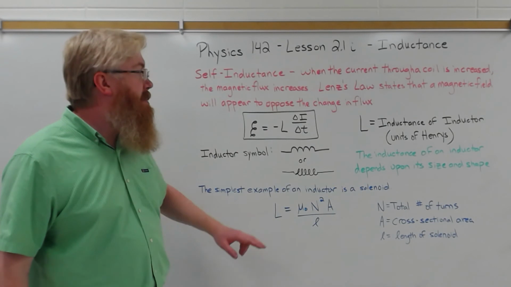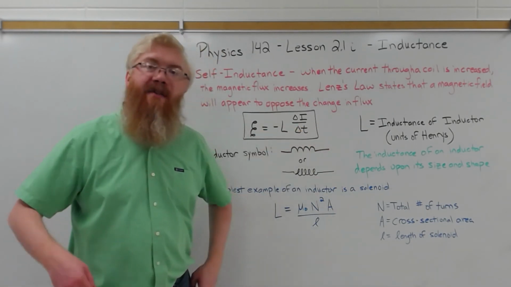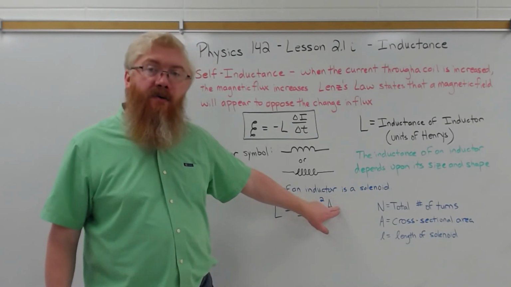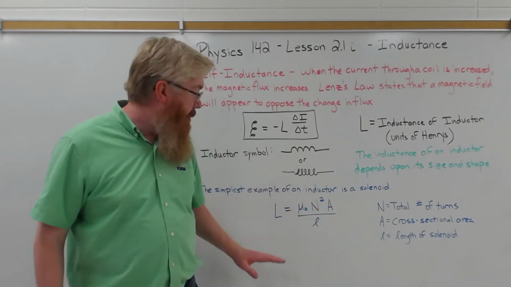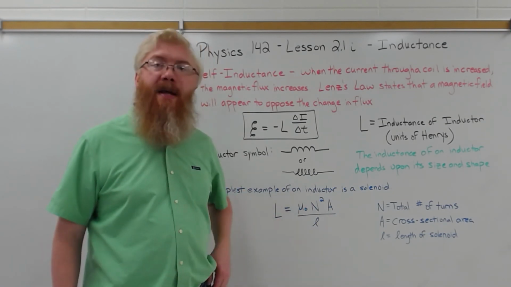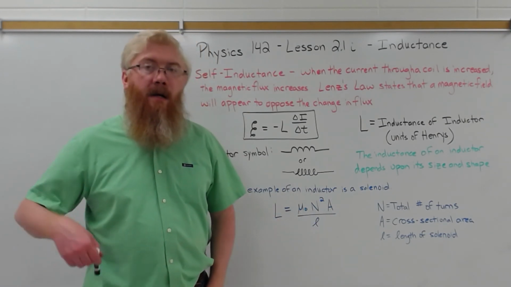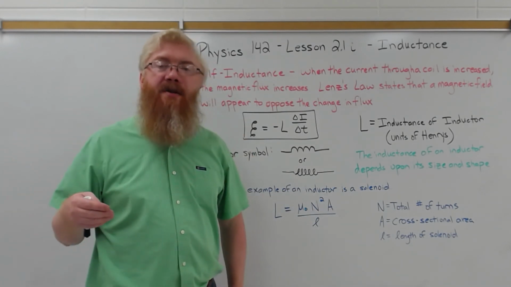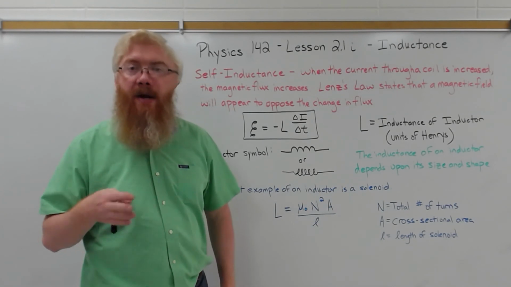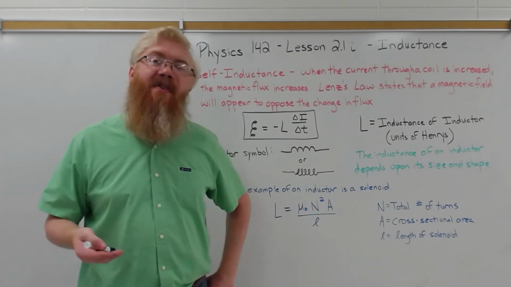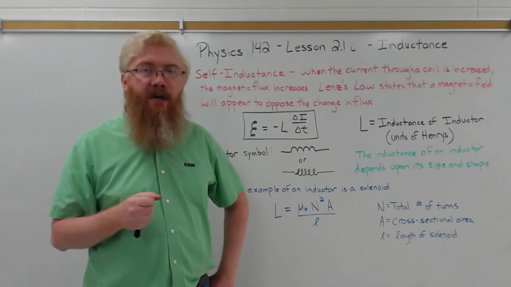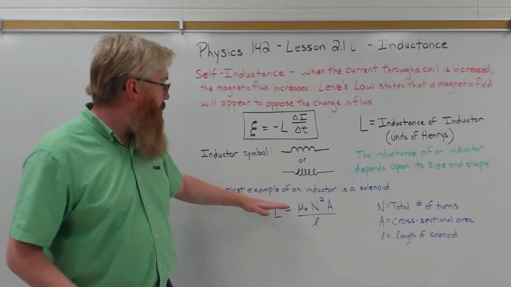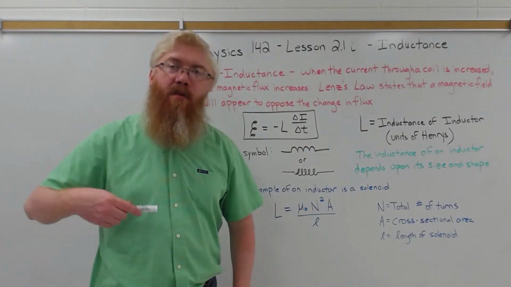Now the inductance of the inductor, again, depends on the physical makeup. You can see here the number of turns of coil, the cross-sectional area, and the length. Nowhere in here does it depend upon the current. Right? The inductor is a physical makeup. The inductance of the inductor doesn't change whether you have current going through it or not. Just like the capacitance of a capacitor doesn't depend upon the voltage across the capacitor. It depends on the physical makeup of the capacitor. For a solenoid, the inductance depends on the physical makeup of the solenoid.